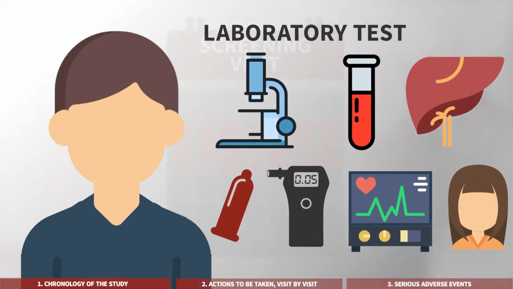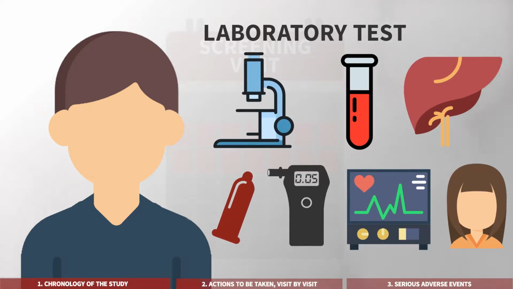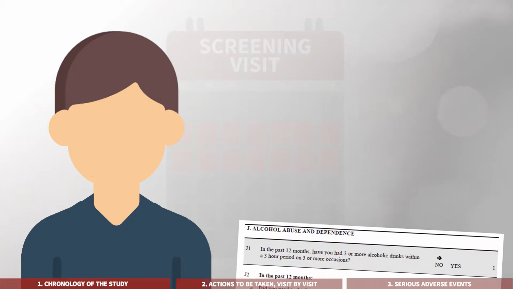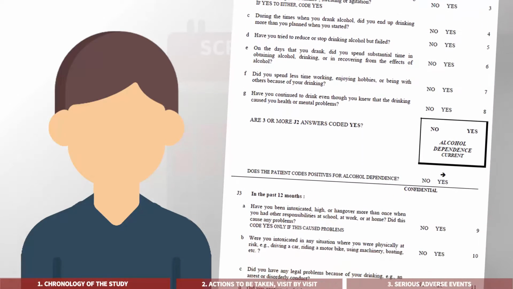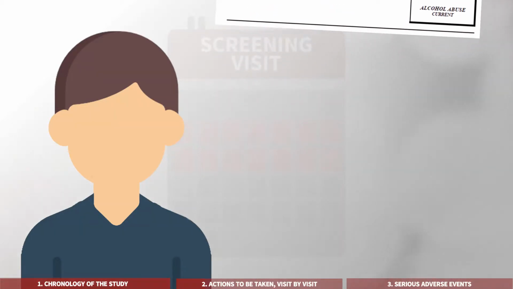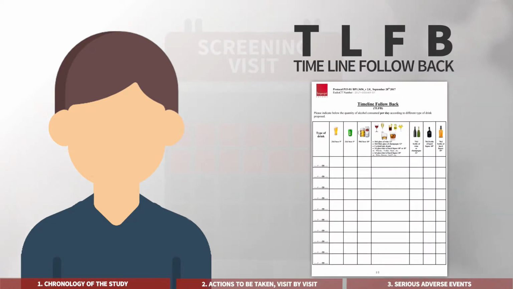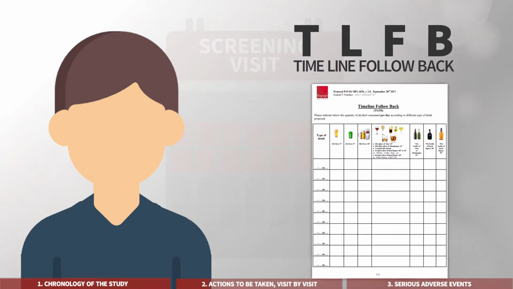For women of childbearing age, you will perform a beta hCG test. A single negative beta hCG value allows the patient's inclusion. You must fill out with the patient the J section of the MINI questionnaire. It is used to ensure that the patient with moderate or severe alcohol use disorder can be included in the study. Finally, you will need to explain the completion and the objective of the TLFB to the patient.